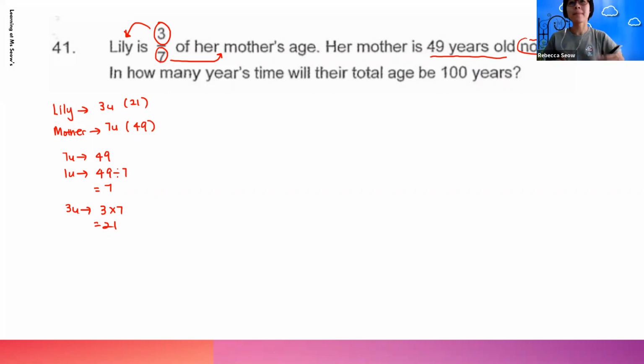Okay. Now, in how many years' time will their total age be 100 years? Ooh, how are we going to find that? Like what? Guess and check? Anyone has an idea?